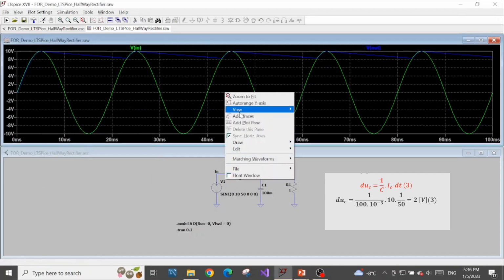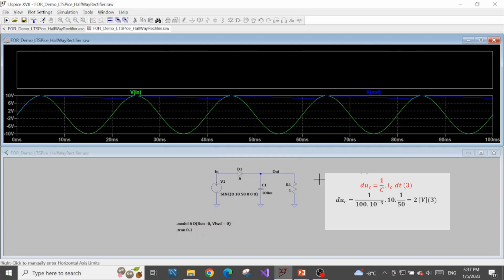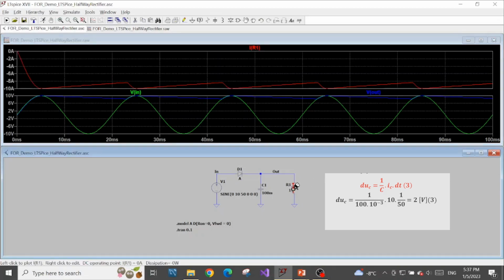And let's see the current going through our load. Add plot and look at here. And then I will measure. Okay, so this is the current going through our load resistor, which is 10 ampere. But actually it is minus 10 ampere.